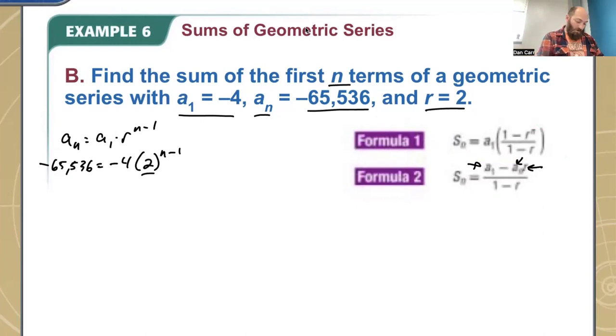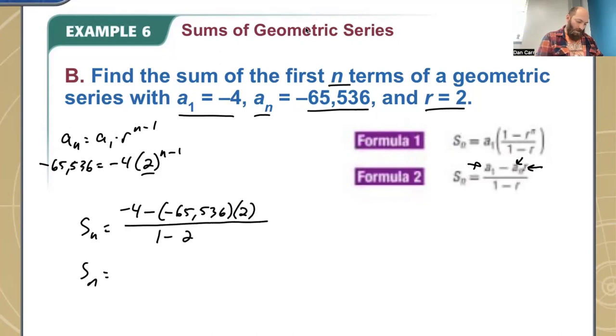Or we just go right to that second formula. So the second formula is the sum of the n number of terms is going to be a sub 1, which is -4, minus a sub n, which is -65,536, multiplied by the common ratio 2, all divided by 1 minus 2.